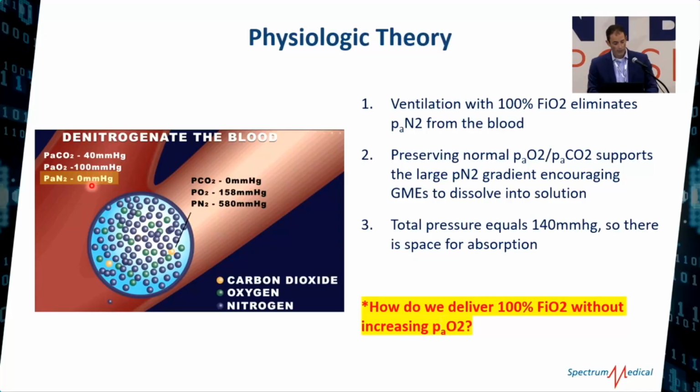And so really what we're looking for is no nitrogen, PO2 100 to 150 with CO2 of 40, looking at total partial pressures in the blood to be anywhere between 100 and as high as 200 millimeters of mercury, which leaves a lot of space for that nitrogen now to reabsorb back into the fluid state. Okay, so that's the goal that we're trying to achieve. Everybody with me so far?